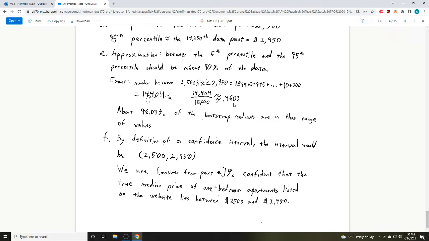So really what it's trying to get you to is, do you know what a population is? Do you know what a sampling distribution is? Do you know what a confidence interval is? Do you know how to find percentiles? Don't get intimidated by it throwing a new term at you.